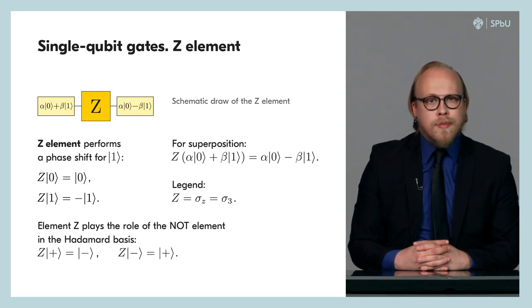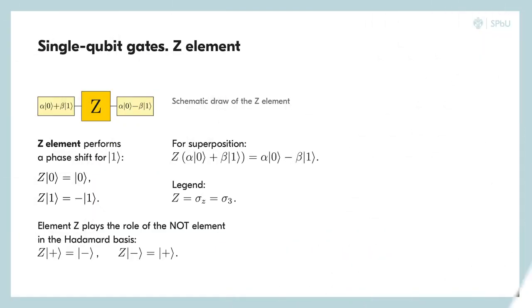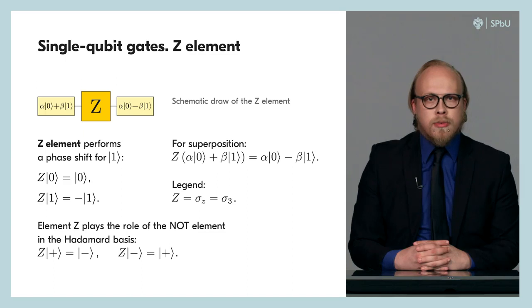In this case, the minus will be associated not with the absolute phase, but with the relative phase between the superposition members. If the qubit at the input of the element z was in the superposition alpha multiplied by the state 0 plus beta multiplied by the state 1, then at its output we get the superposition alpha multiplied by the state vector 0 minus beta multiplied by the state vector 1. Naturally, such a transformation is already significant.